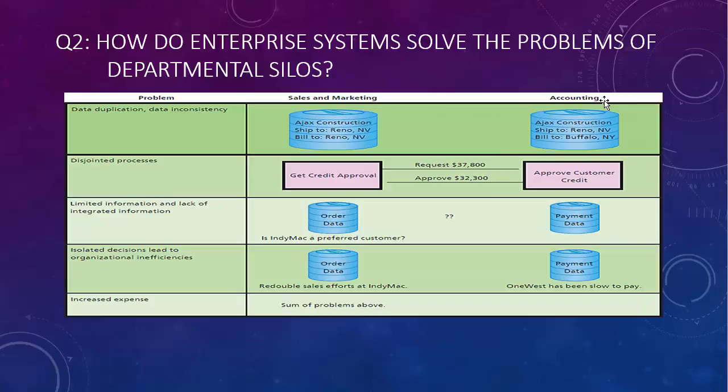And so related problems to that would be where you have isolated decisions that lead to your inefficiency. And because you're duplicating it in multiple departments, you're going to have increased expenses. And so then you have all of the problems that you see above, when you're separating out your information systems or duplicating them and having different processes that are related in different departments.